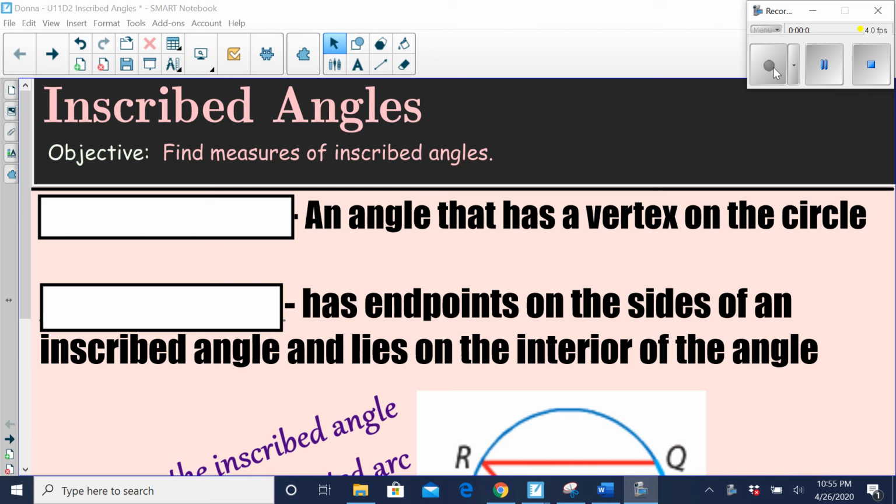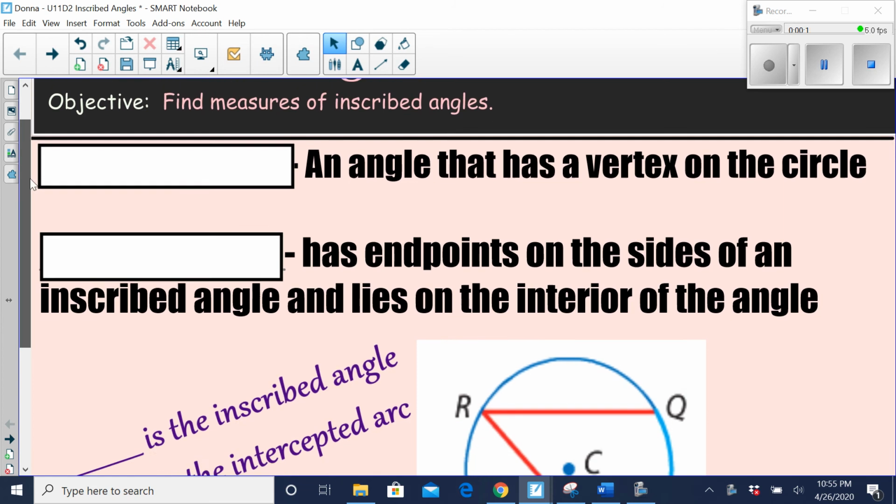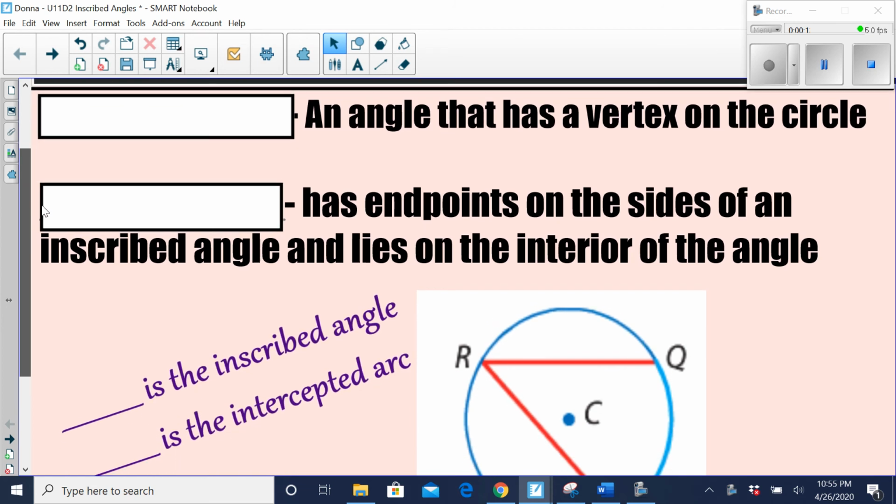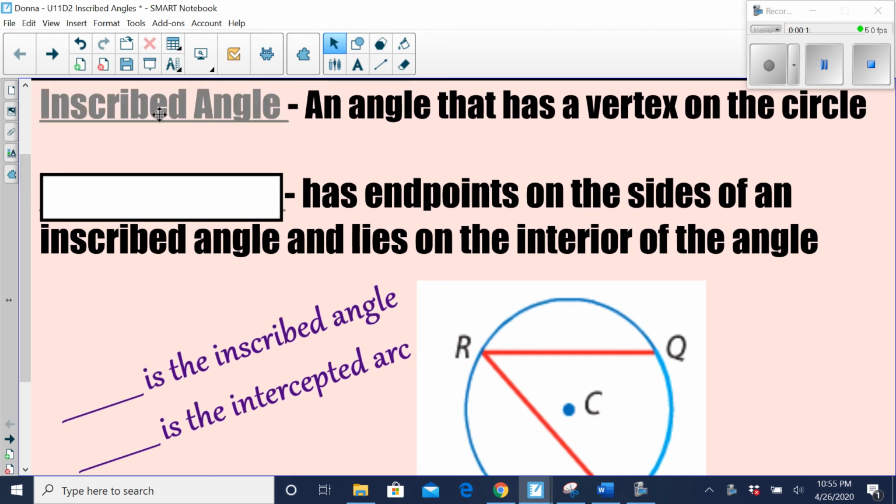Hey guys, today we're going to talk about inscribed angles. So our goal for today is to find the measures of inscribed angles. The first thing you probably want to know is what is an inscribed angle. It says an inscribed angle is an angle that has a vertex that's on the circle.